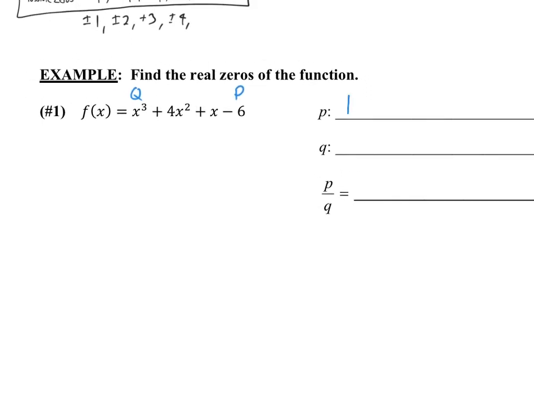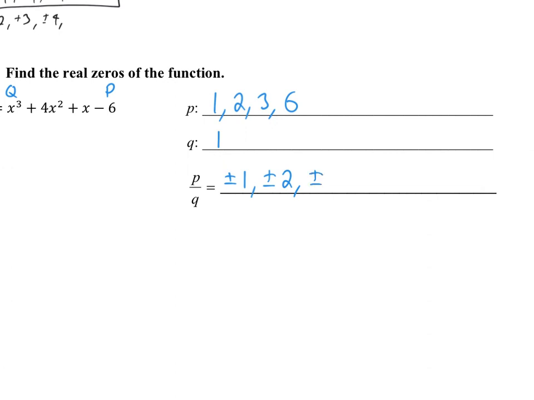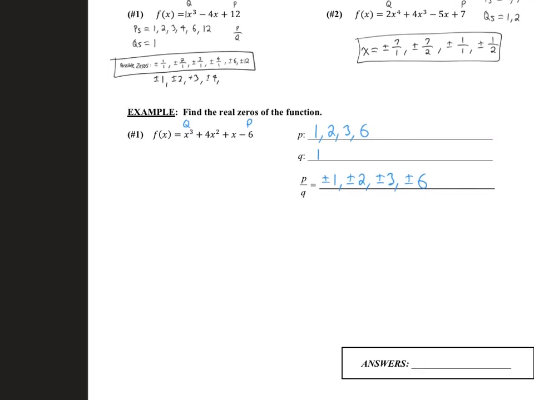So factors of 6 are 1, 2, 3, and 6. Our q's, our factors of 1, are just 1. So that means all of our p over q's are just going to be plus or minus 1, plus or minus 2, plus or minus 3, and plus or minus 6, because dividing by 1 doesn't do anything. Those are our possible zeros for this problem here, okay? So yeah, let's get into this.